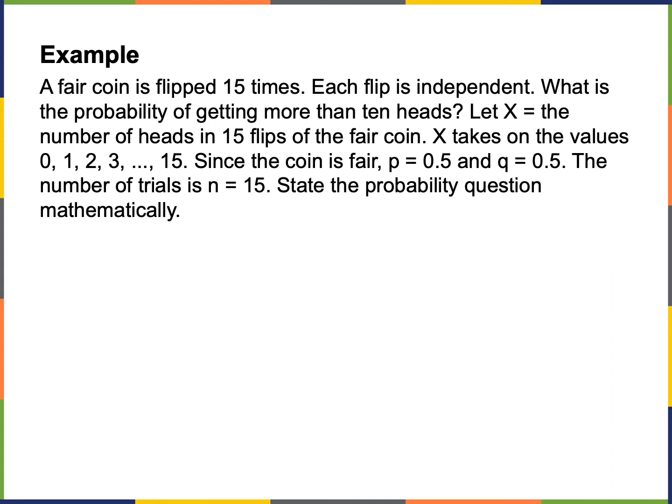Okay, let's do another one. A fair coin is flipped 15 times, and each flip is independent. What's the probability of getting more than 10 heads? Let x equal the number of heads in 15 flips of the fair coin. So x could be 0 heads, 1, 2, 3, all the way up to 15. Since the coin is fair, you have equal chance of getting a heads or tails, and the number of trials is 15. So let's state this question using symbols. We want more than 10, okay? If you guessed P of x greater than 10, that's correct.